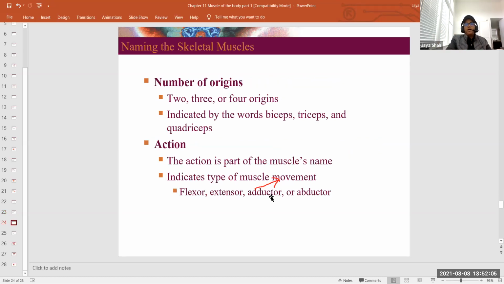Number of origins: how many origins are there? Biceps has 2 heads, so we call it biceps brachii. Triceps has 3 heads, so we call it triceps. Quadriceps has 4, so we call it quadriceps. Actions: if a muscle is flexing, then we call it flexor. If it is extending, then extensor. If it is adducting, then adductor. If it is abducting, then abductor.